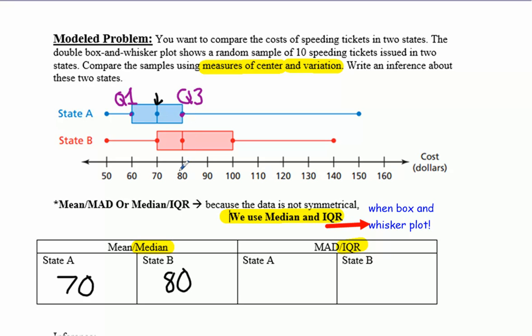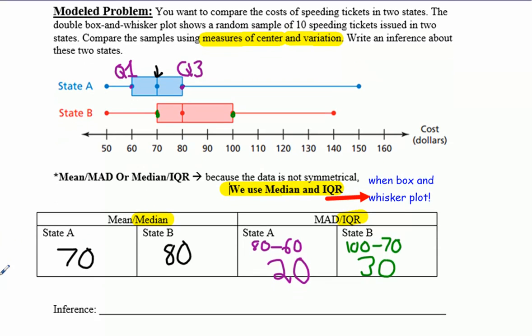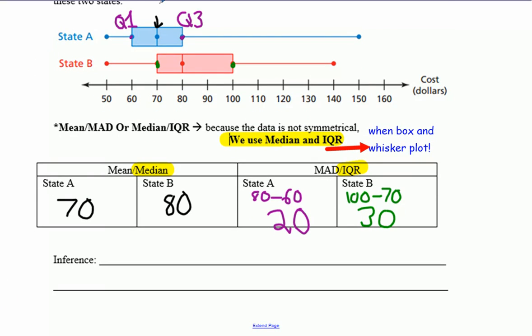So my quartile 3 for state A is 80. I'm going to write it a little smaller because I have to do some subtraction. My quartile 1 for state A is 60. And I'm going to subtract the larger quartile minus the smaller quartile, and I'm going to get 20. So far, so good. Now I'm going to do the same thing for state B. Here's my quartile 3 out here at the end of the box. That's 100. And quartile 1, the end of the other side of the box, is 70. Subtract them, and I get 30. Now that I have these two pieces of information, I can make an inference or a summary statement.